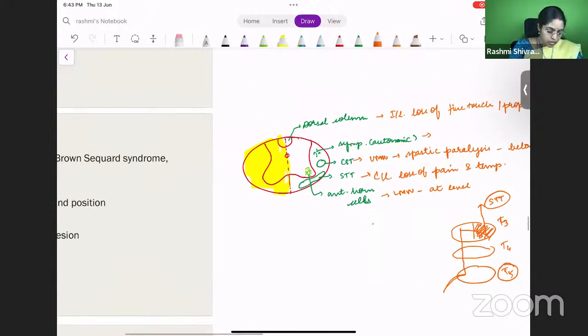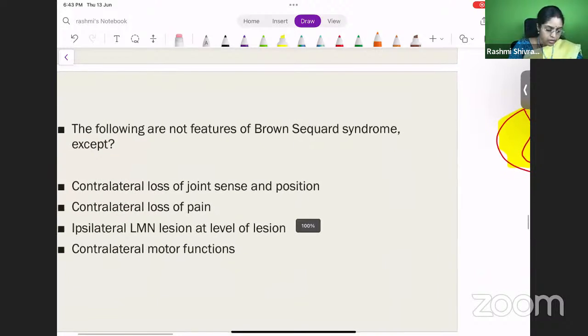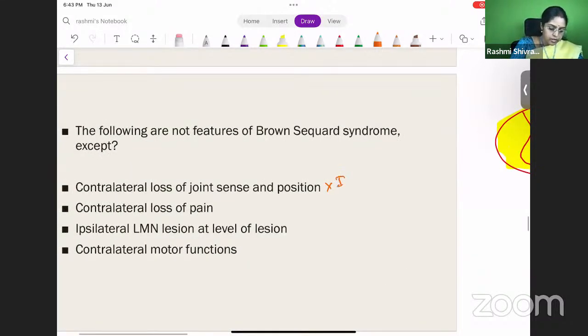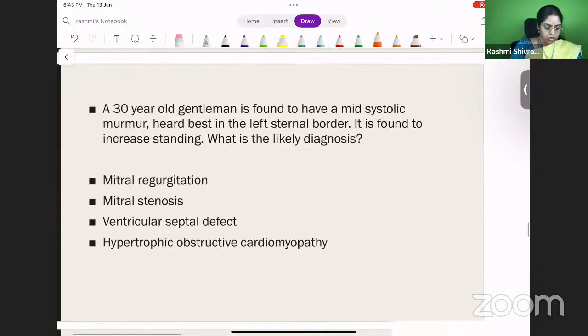Okay, so let's go to this question. So you will be having contralateral loss of joint position sense? No, that will be ipsilateral. Contralateral loss of pain will be there. You'll have an ipsilateral LMN lesion at the level of lesion. It will be ipsilateral motor function which will be lost. Okay. So let's move on to the next question.